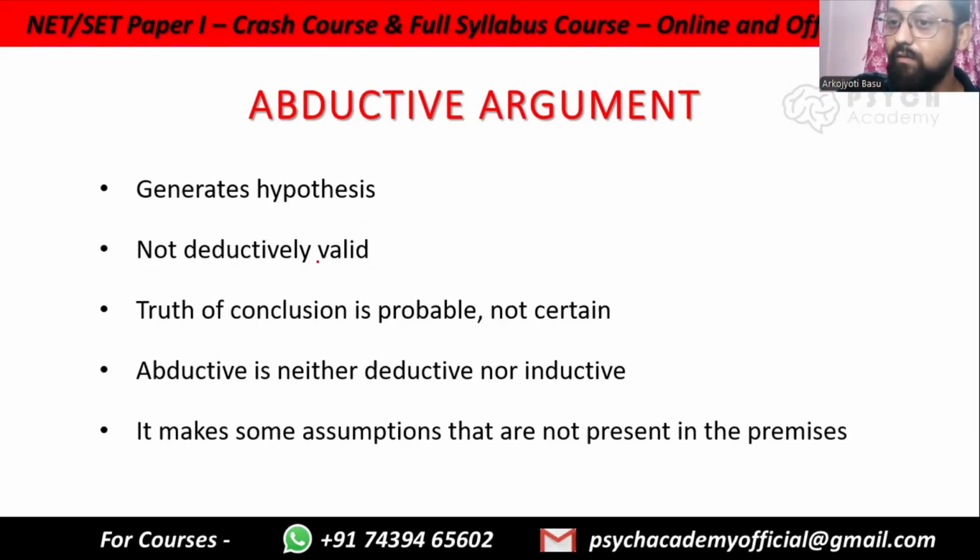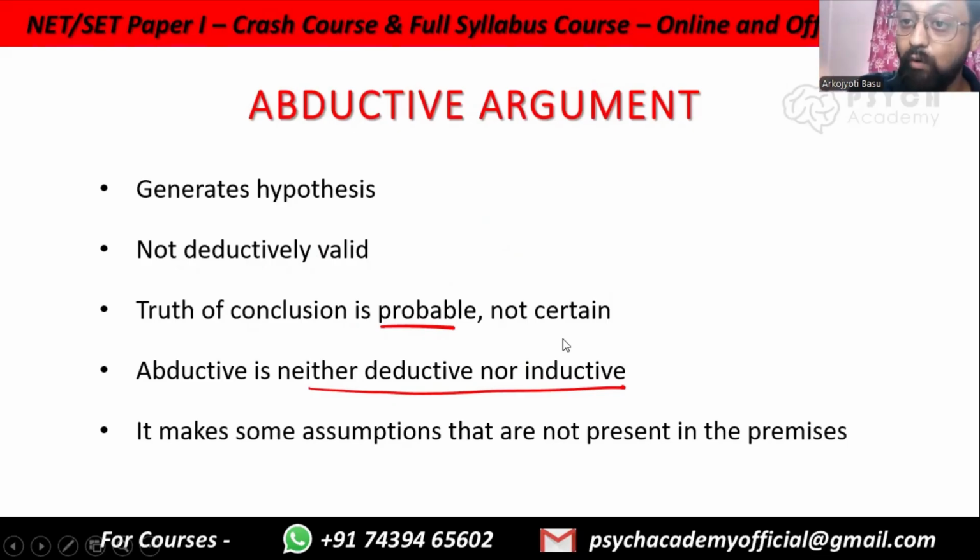It is not deductively valid. You don't know if it is true. Truth of conclusion is probable, not certain. Still, it does not make it inductive. Neither deductive nor inductive, because in both deductive and inductive, you have the conclusion flowing directly from the premises. You do not need to think of or use your general knowledge at all. It has to flow from the premises. It makes assumptions that are not present in the premises.